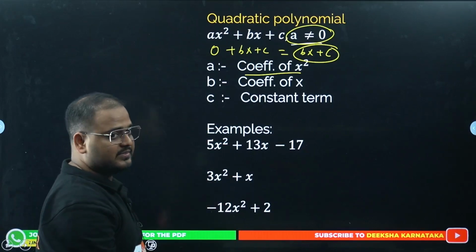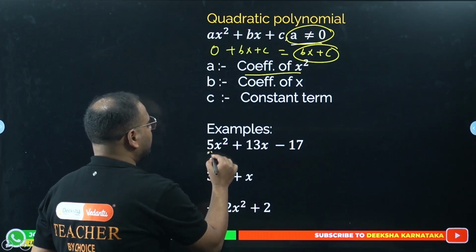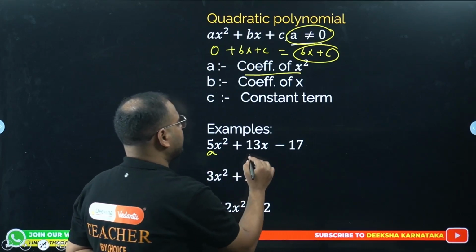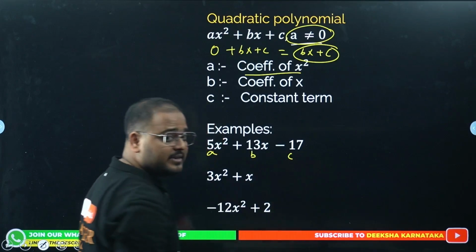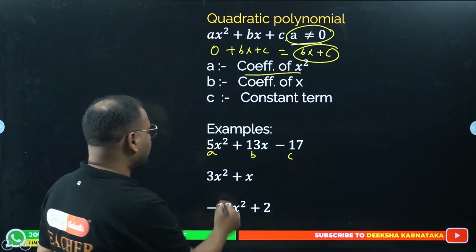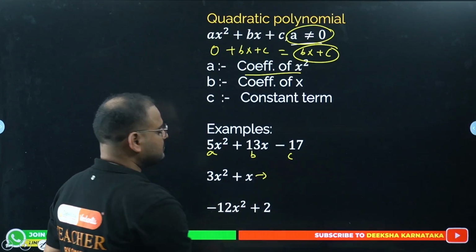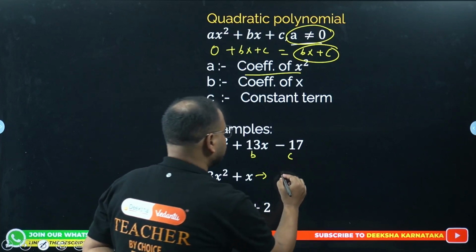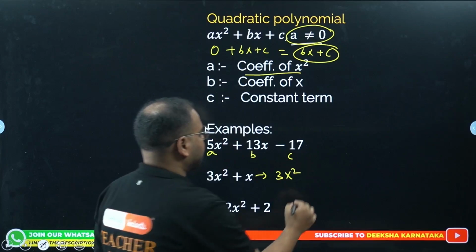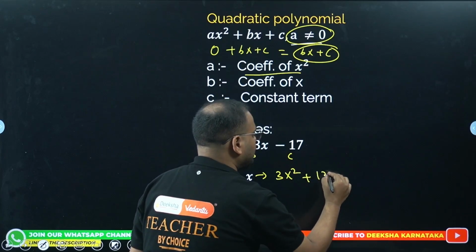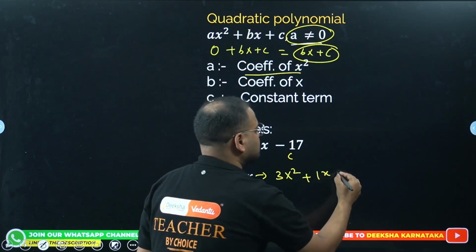Examples. See here. What is a here? a is 5. What is b here? 13. What is c here? Minus 17. c is minus 17. What about this one? I have to write it as 3x square plus 1 into x plus 0.